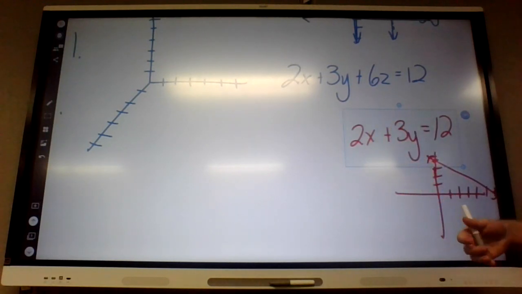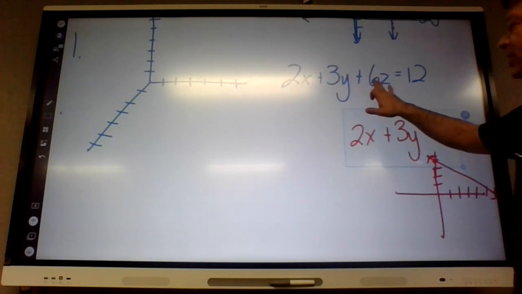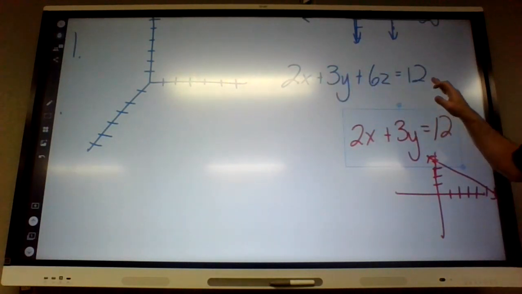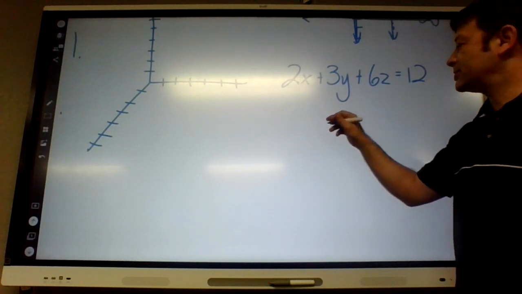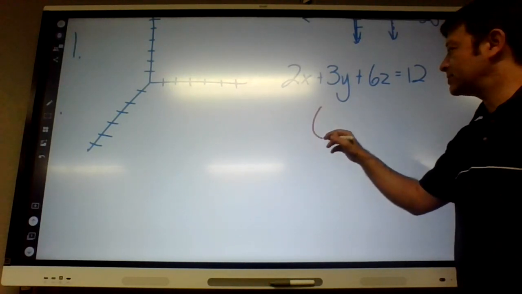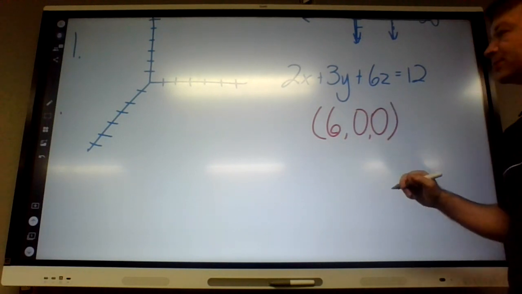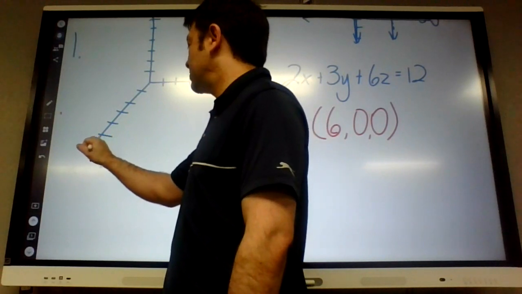So our game plan for our graph is going to be to find the intercepts. So how do I find the x-intercept? I'm going to make y and z 0. So if these are 0, I get 2x equals 12. And if 2x equals 12, what does x equal in that case? 6. So I have a point at 6, 0, 0, which, remember the x-axis is first, so that would be 6, 0, 0.